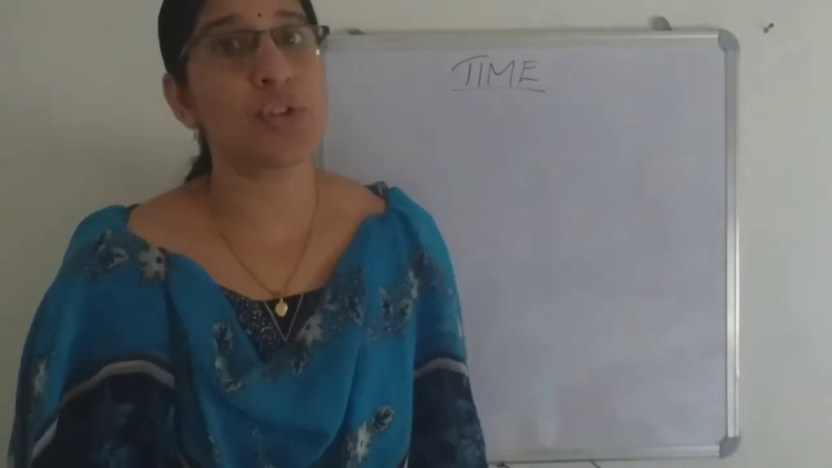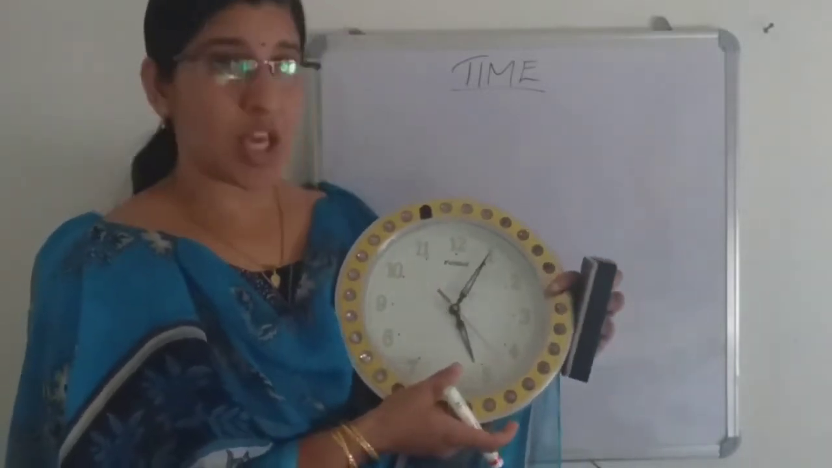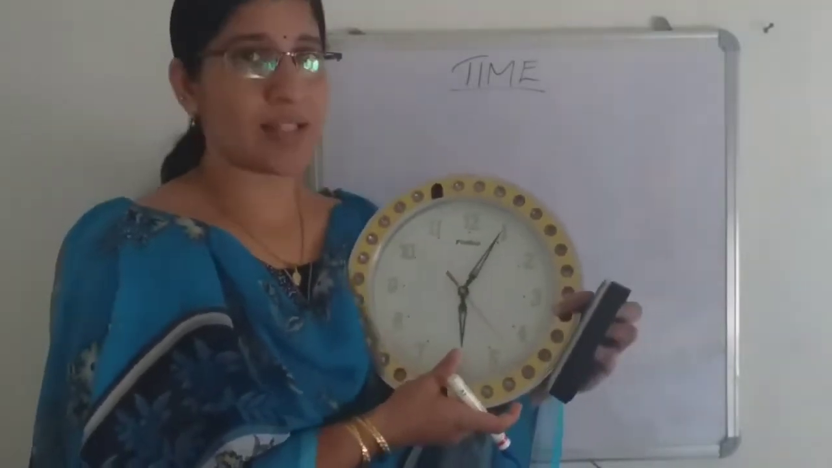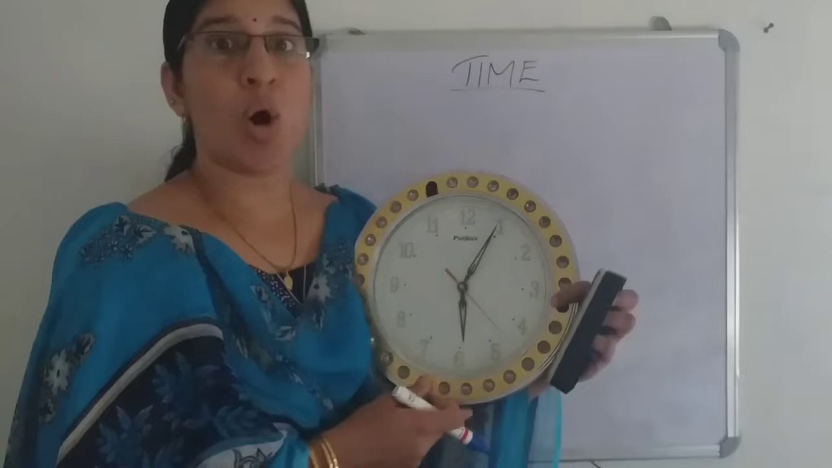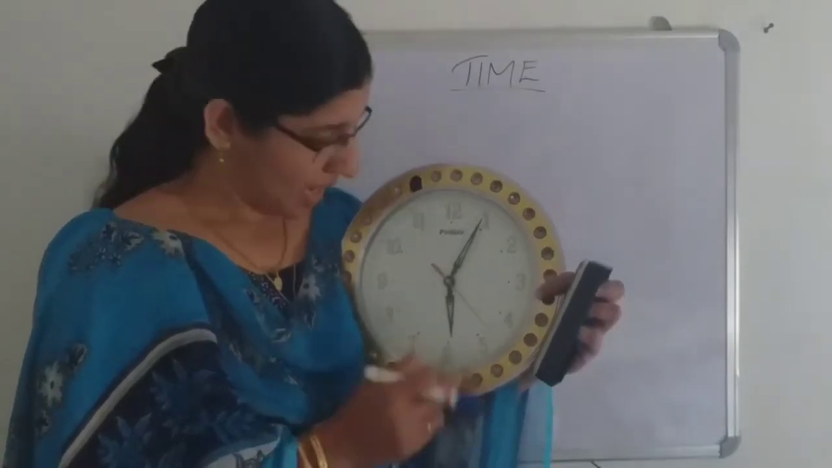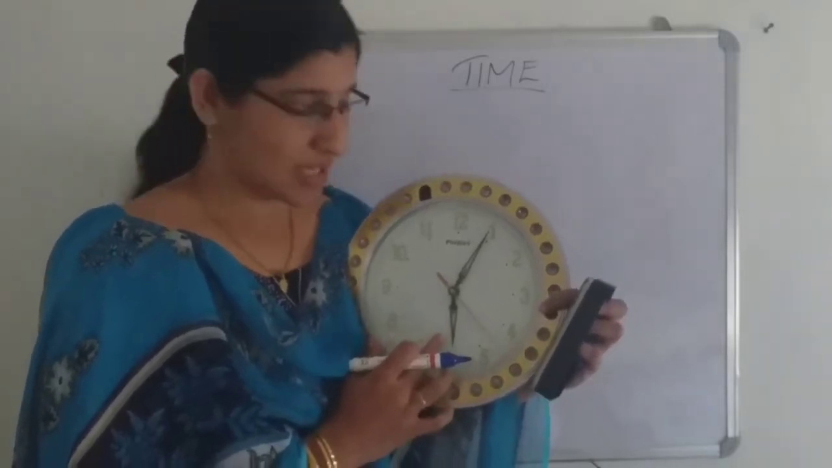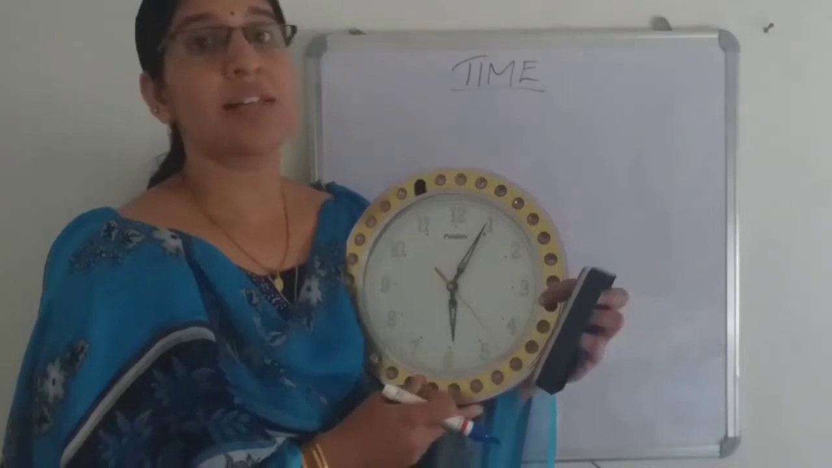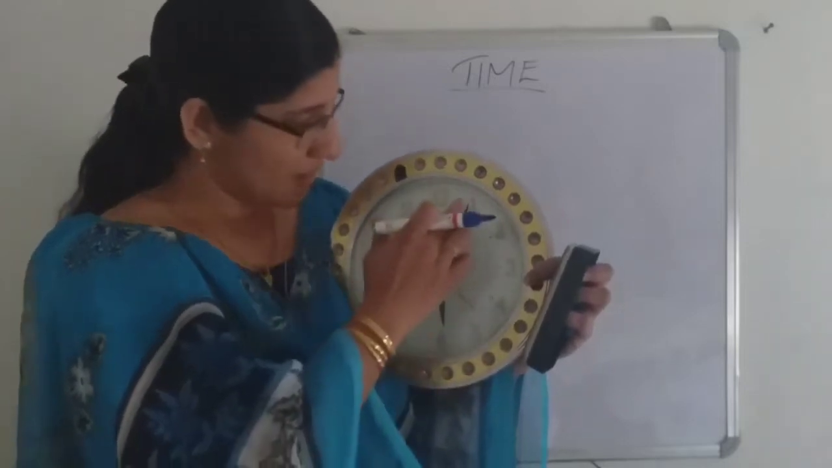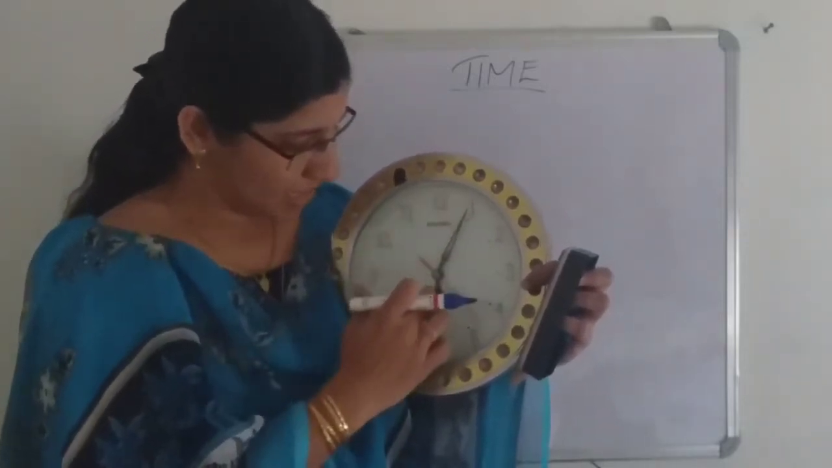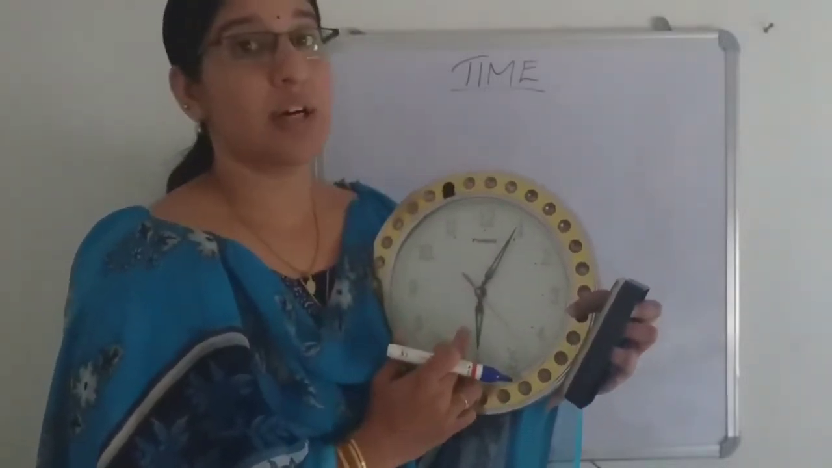So here I'm going to show one clock. This is a clock. A clock has, you can see, three needles. This is the long needle. This long needle is the minute hand, and this is the short needle. This short needle is the hour hand, and this thin needle is the second needle. Most clocks have two needles, a minute hand and an hour hand. The long needle is the minute hand and the short needle is the hour hand.